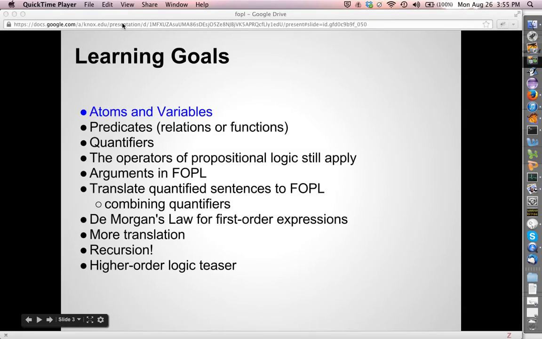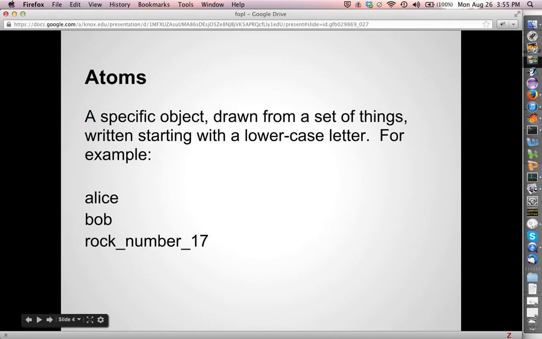I'm going to move right along and start with atoms and variables. An atom in first-order predicate logic is a specific object drawn from a set of things, and these are typically written with a lowercase letter. So Alice is an atom, Bob is an atom, rock number 17 is an atom, and so on. All of these things are atoms.